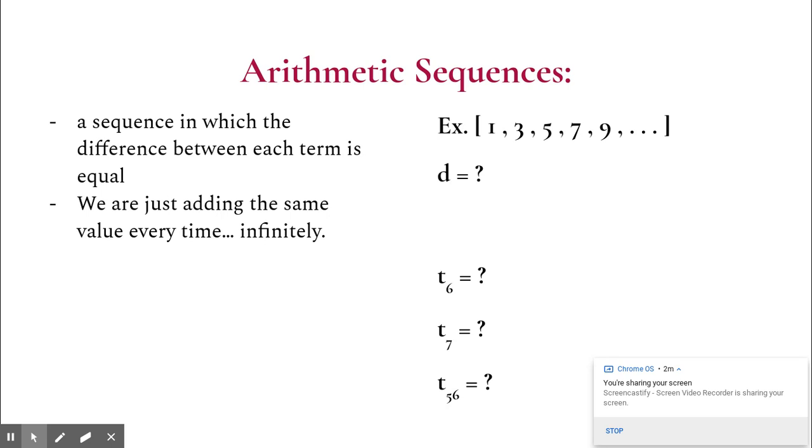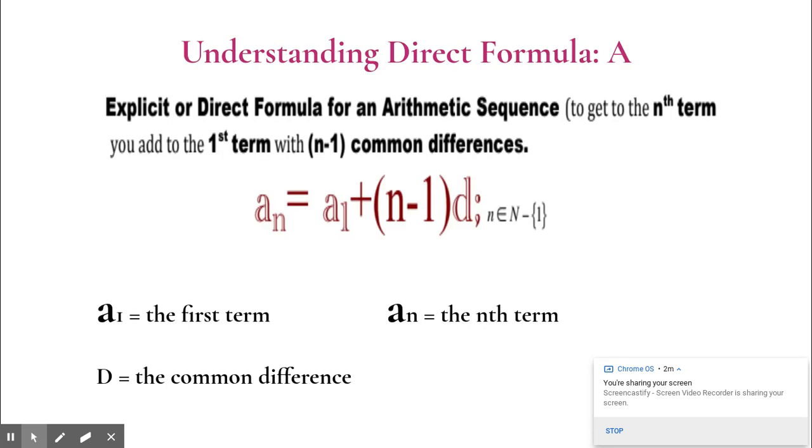So the sixth term would be 11, and the seventh term would be 13. But what about the 56th term? In this case, we'll need a formula. The kind of formula we're using is the direct formula. So we have our first term, which is usually shown in our sequence, the nth term, so whichever term you're trying to find, in our case the 56th, and the difference, which in this sequence is 2.